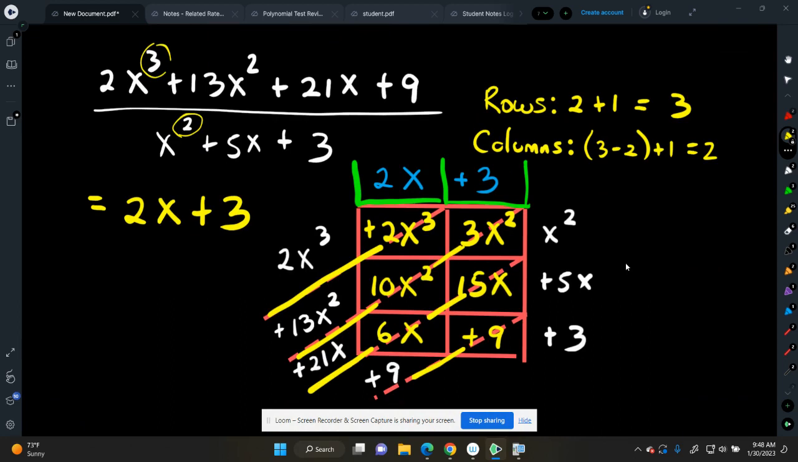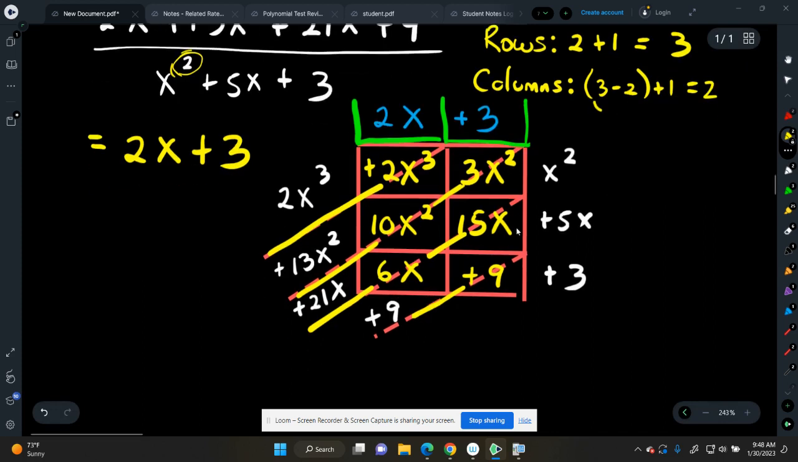Okay, yes. Can you show me how many columns and how I know how many columns? Okay, subtract your exponents, right? 3 minus 2. And then add 1. Okay, we're going to do another one.